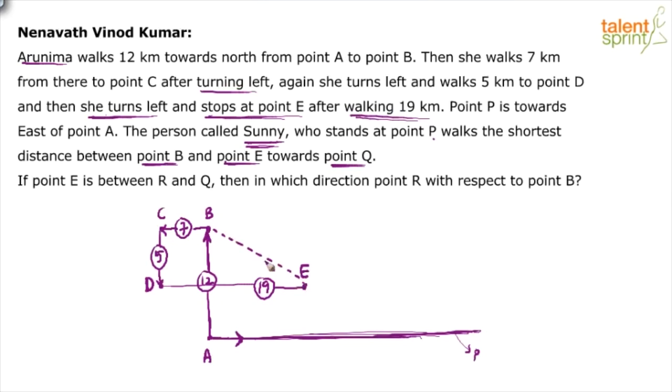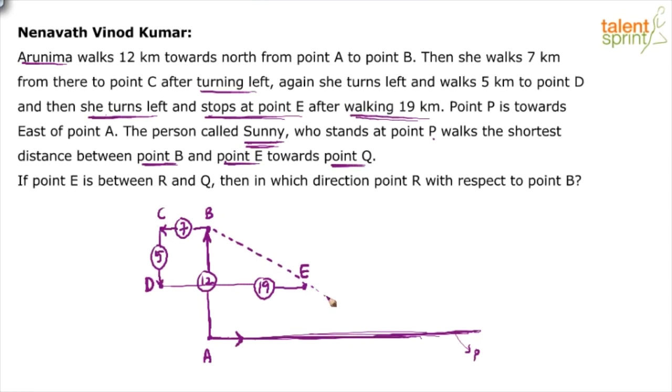Right? So basically, Sunny is going to walk on this dotted line. He covers this shortest distance between point B and point E to go towards point Q. Now understand, point P is somewhere here on this line. Sunny is walking along this line.